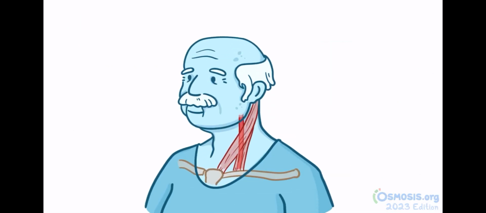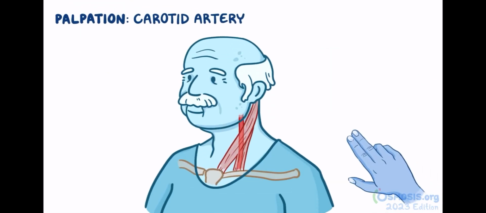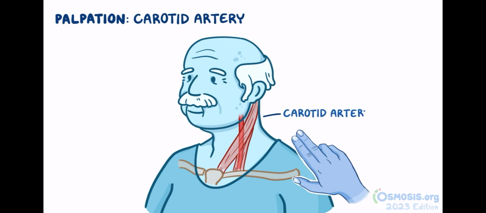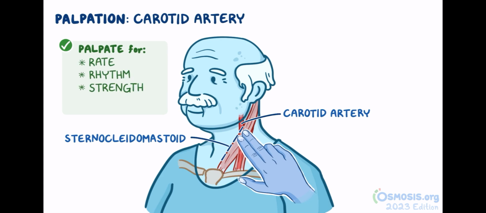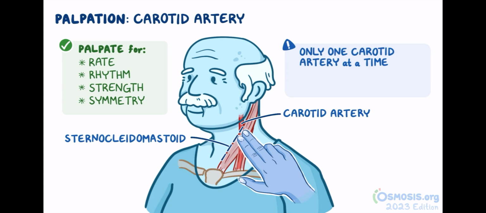Okay, let's move on to palpation. Using 2 fingers, begin by locating the carotid artery in the neck, along the margin of the sternocleidomastoid muscle. Palpate for rate, rhythm, strength, and symmetry. Be sure to palpate only one carotid artery at a time, since compression of both carotids simultaneously will restrict blood flow to the brain and may cause fainting.